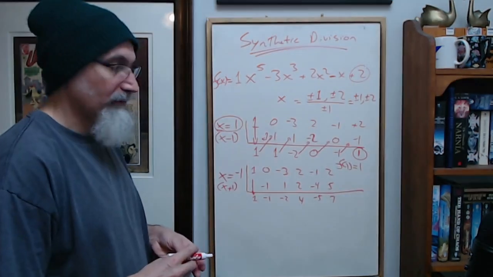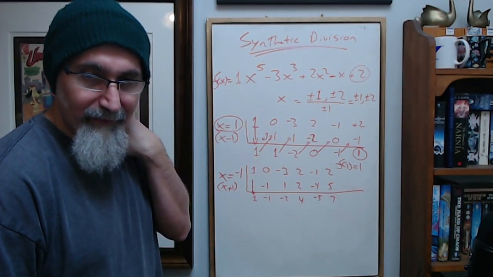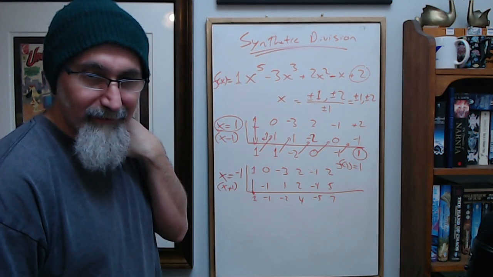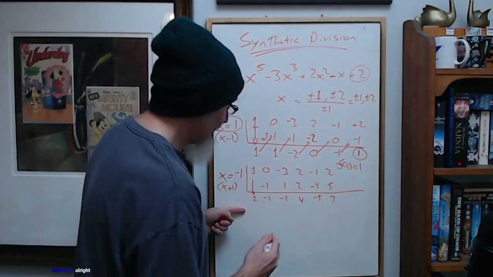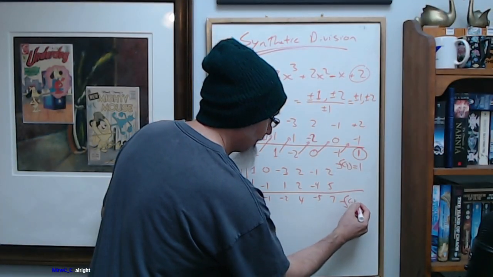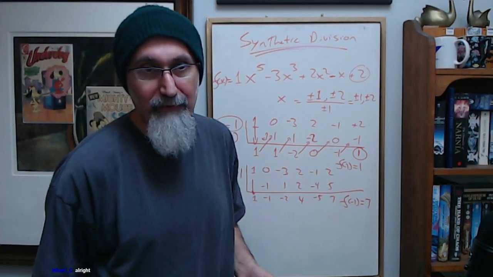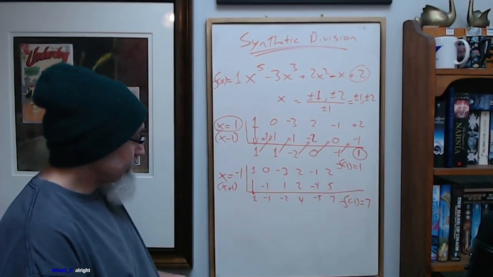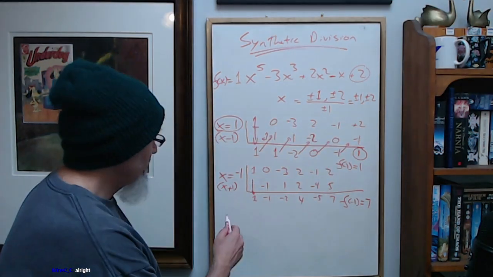That doesn't work. What did that mean? It's okay. This means f of negative 1 is equal to 7. So that's not 0, so it's not a factor, right? We got two more numbers we can try, positive 2 and negative 2.